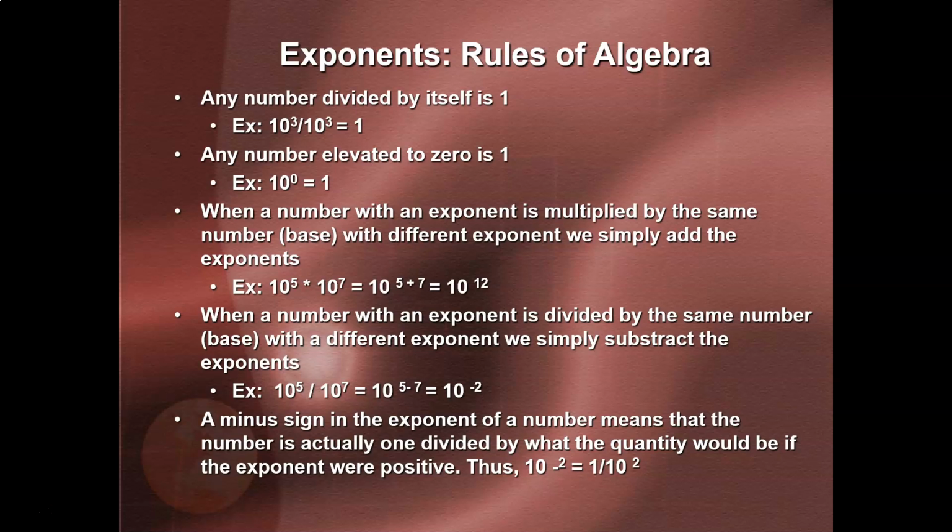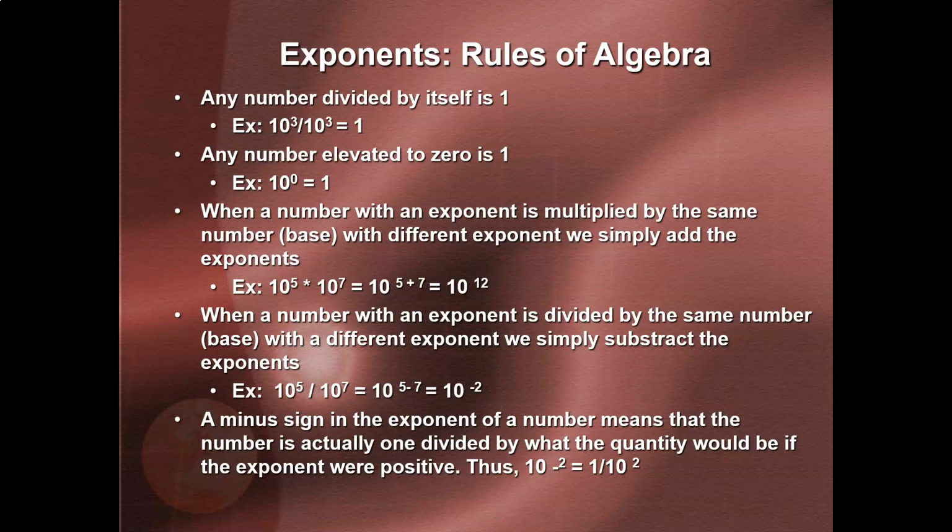10 to the 5th times 10 to the 7th. Then that will be 10. And then when you're multiplying, you're going to add the exponents. So you can see the first 10 has a 5, the second 10 has a 7, so you're going to add both exponents. 5 plus 7 is 12. So your answer will be, the base is the same, 10, and then you will put 12 as your exponent.